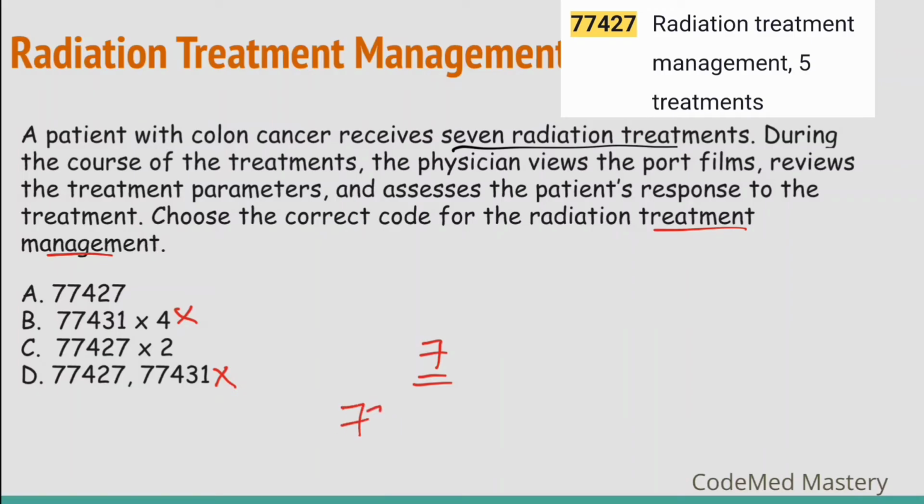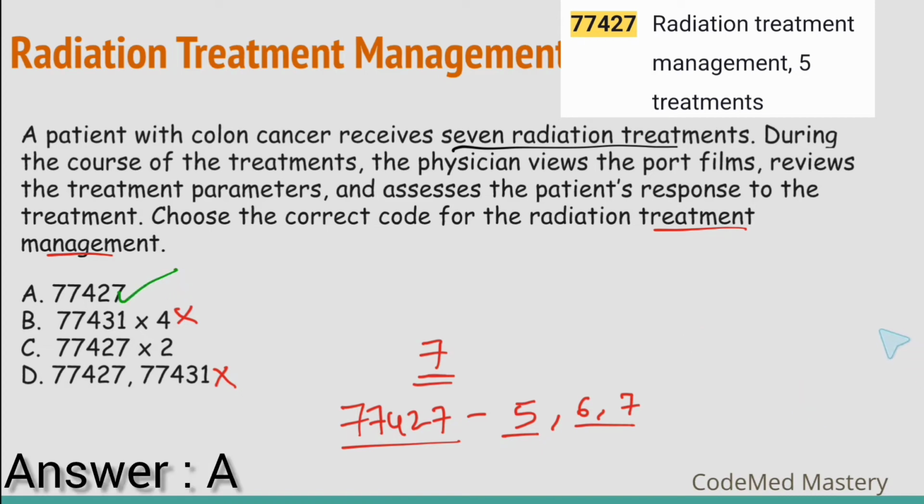So, 77427 is for 5 treatments. Beyond that, if there are 1 or 2 treatments, we are not going to multiply 77427. According to the question, there are 7 treatments. That is only 2 treatments beyond a multiple of 5. So, we are going to use 77427 only once. So, the right answer is option A, 77427.